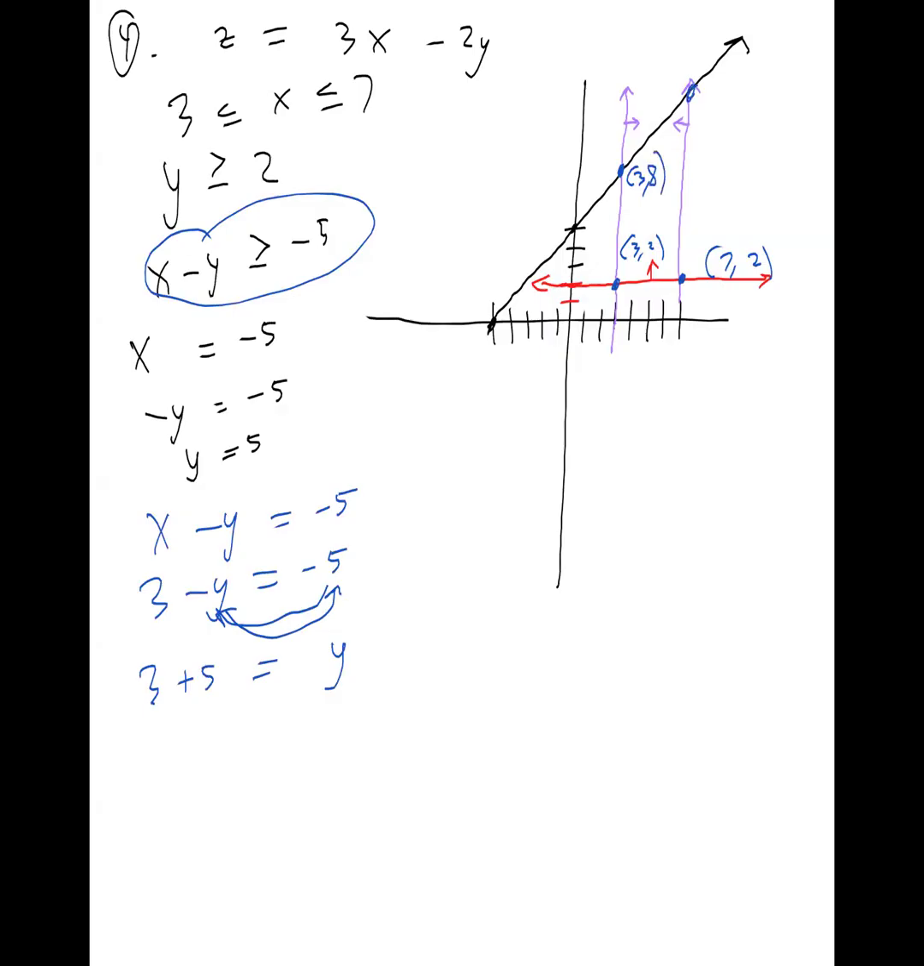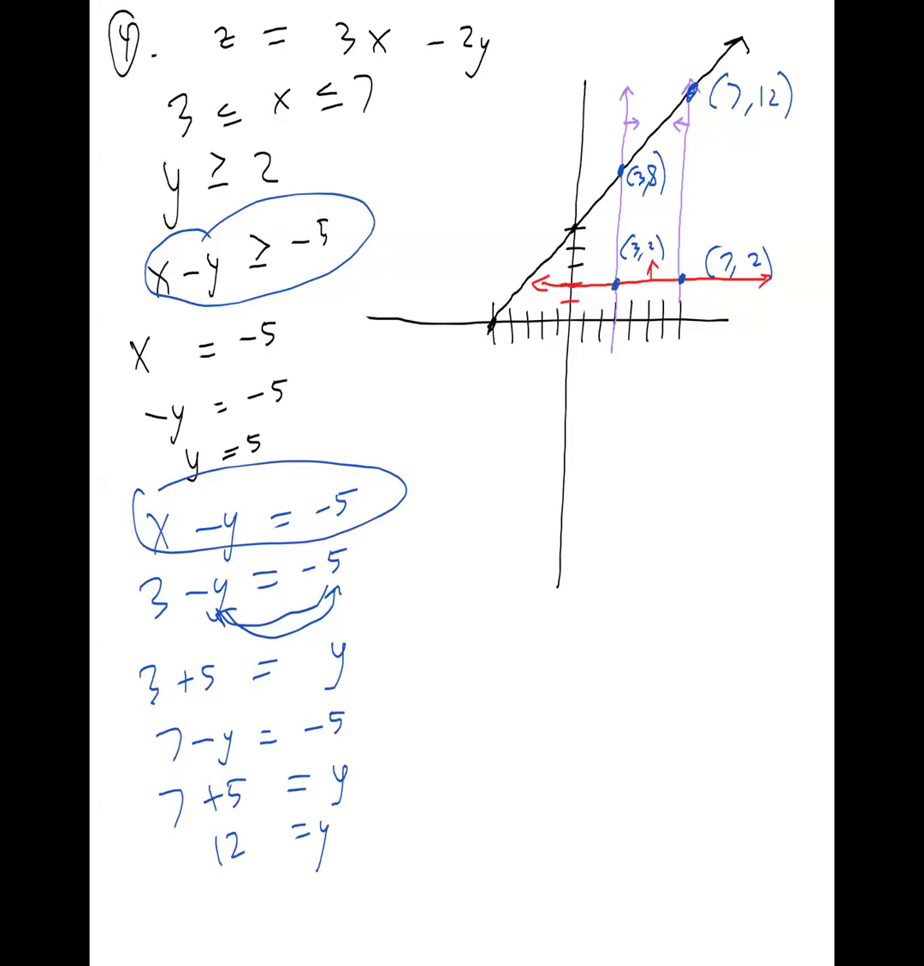Last point is at x equals 7. What's the y value of that point? Once again, I'm going to take this equation, x minus y equals negative 5, and I'm going to plug in 7 for x. 7 minus y equals negative 5. Now, if I switch the negative 5 to the left side, it'll be positive 5. If I switch the y to the right side, it'll be positive y. So 12 equals y. So that point is 7, 12. Now we have to find the value of z at those four corners.